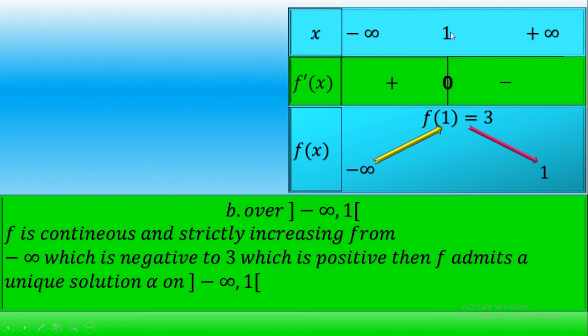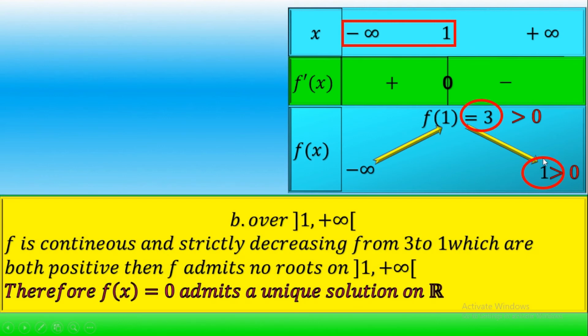What about the second interval, 1 to plus infinity? Actually here f is continuous and strictly decreasing, but it decreases from 3, which is positive, to 1, which is also positive. So here we cannot say that it will admit a root on the interval 1 to plus infinity. Therefore, we can say that f admits a unique root, f of x equals 0. It has a unique solution which will be on the interval minus infinity to 1. So f of x equals 0 admits a unique solution on R.